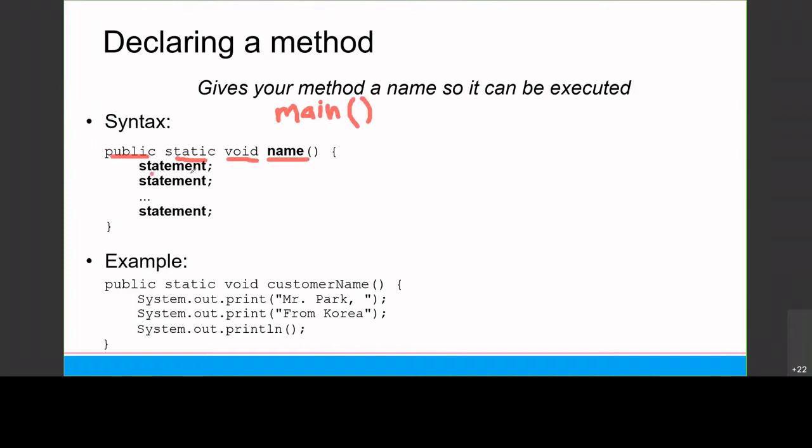And then inside the method, you need to provide some statements. If it is a method, you need to put the parentheses. So for example, I have public static void, and then the method name is customerName. And then I put the parentheses, and then I give the curly bracket, which is the start of this method, and then another curly bracket to stop the method, which is the ending of the method. Inside the customerName method, there will be three statements. The first is to write Mr. Park, and then the second is to write from Korea, and then the third one is just go to the next line.